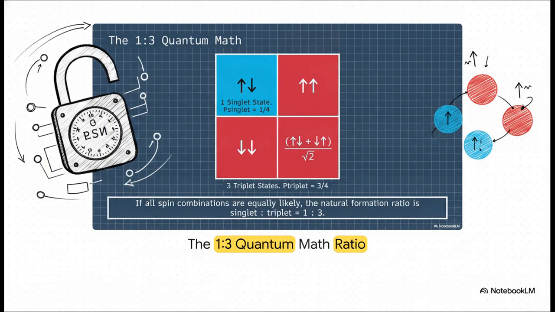The math behind this binding process works a lot like a quantum combination lock. When you combine two spin one-half objects, quantum mechanics dictates that there are exactly 4 possible spin combinations. One of those combinations gives you a state called a singlet. The other 3 combinations give you states called triplets. Assuming all combinations are equally likely to form, nature basically hands you a fixed ratio right out of the gate, 1 singlet for every 3 triplets.